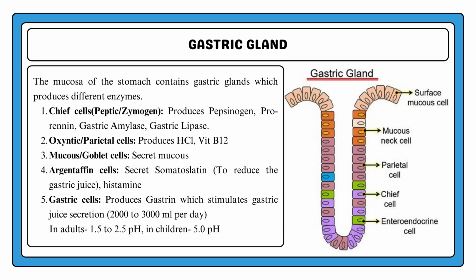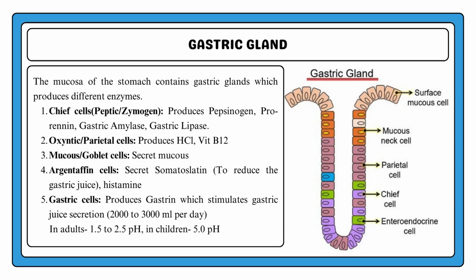Next one is the gastric gland. The mucosa of the stomach contains gastric glands which produce different enzymes. The gastric glands contain different types of cells, which are responsible for producing various enzymes. First one is chief cells, or peptic or zymogen cells. They produce pepsinogen, prorenin, gastric amylase and gastric lipase.